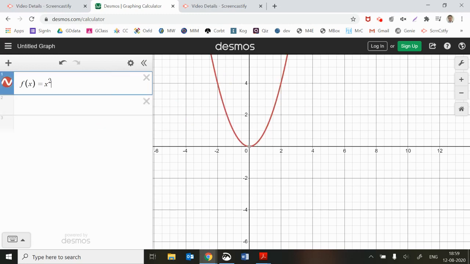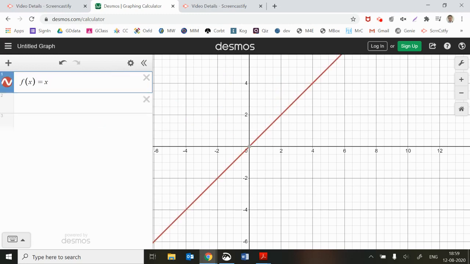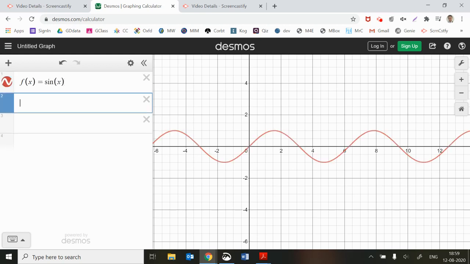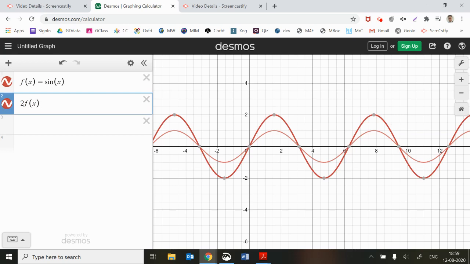Okay, and this is not a good one to use here. So let's use sine of x, brackets there. So if we said now we want to do 2 lots of f of x there. Okay, 2 lots of f of x is essentially stretching everything in the y direction by a factor of 2.